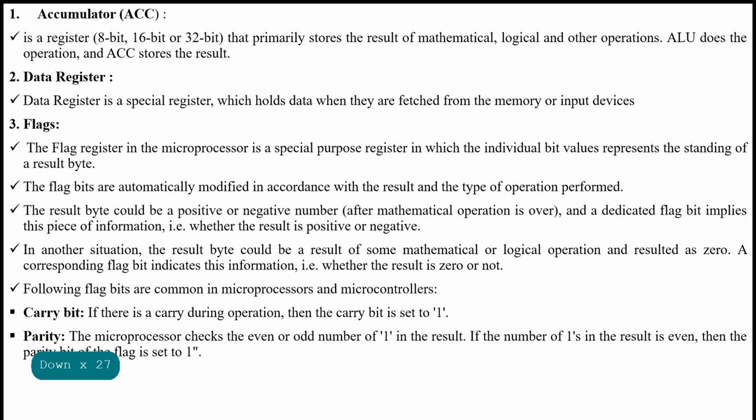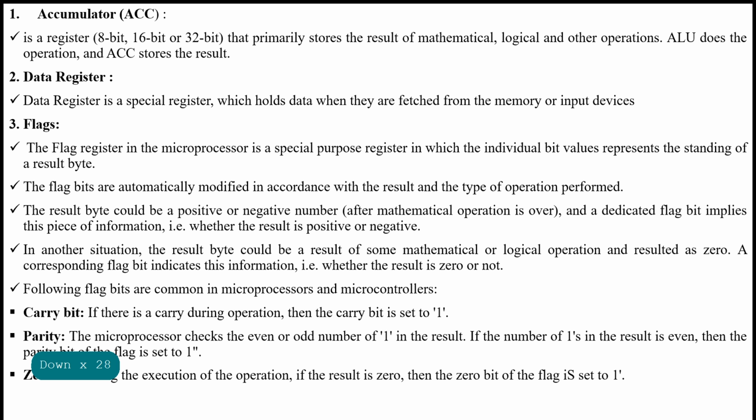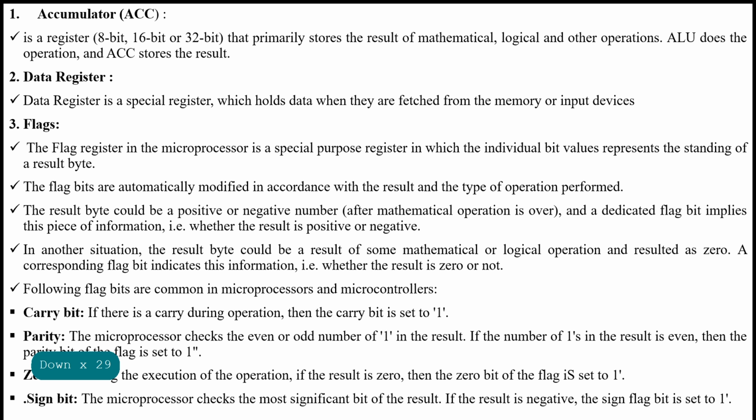Parity bit. The microprocessor checks the even or odd number of 1s in the result. If the number of ones in the result is even, then the parity bit of the flag is set to 1. Next, zero bit. Following the execution of the operation, if the result is 0, then the zero bit of the flag is set to 1. Sign bit. The microprocessor checks the most significant bit of the result. If the result is negative, then the sign bit is set to 1. That means it indicates the result is negative.